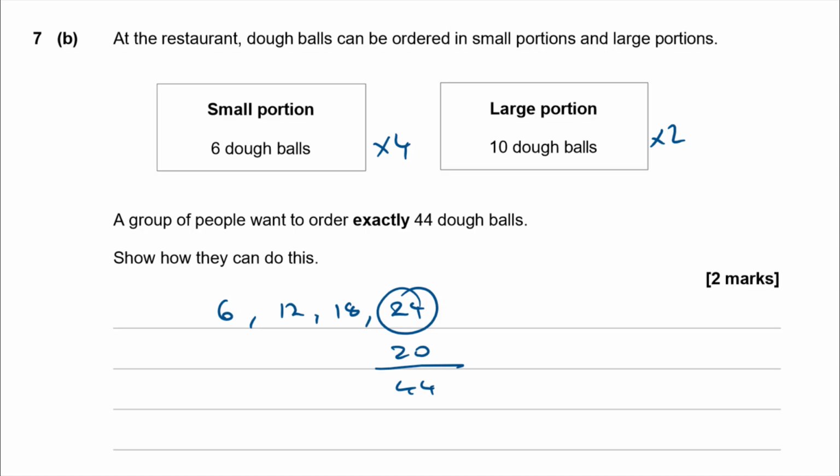So what do I need? I need 4 small portions and 2 large portions, giving me the 44 dough balls. That's a lot of dough balls.